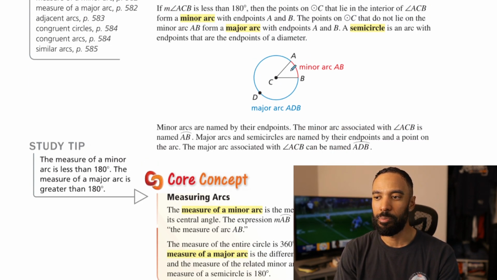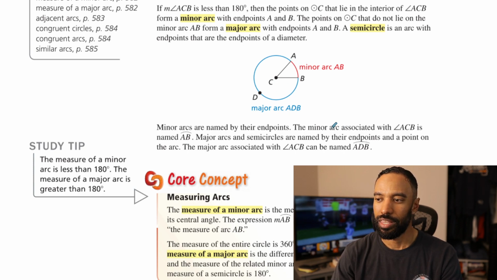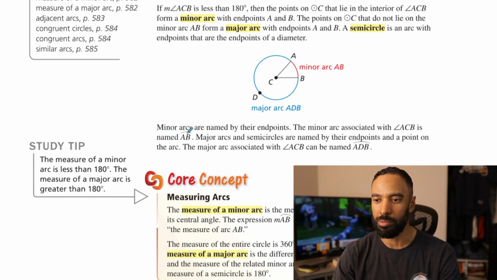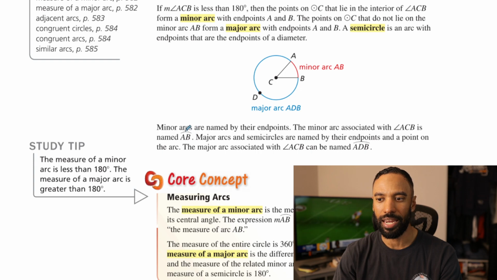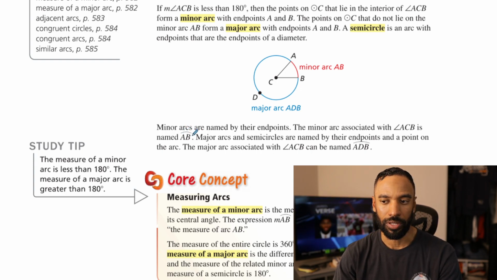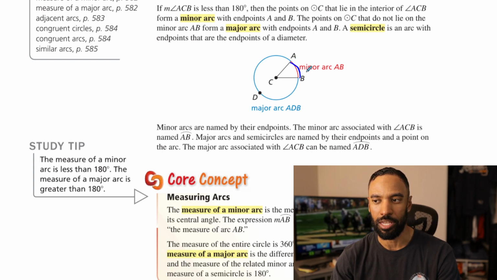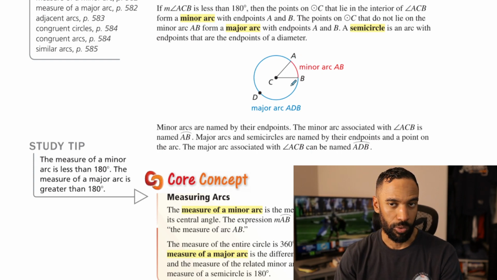Okay, minor arcs are named by their endpoints. The minor arc associated with angle ACB is named arc AB. Take a look at it. It's like a segment bar, but it's an arc bar, if you will. It kind of loops like that. So they call this arc AB. Use two letters, the endpoints.